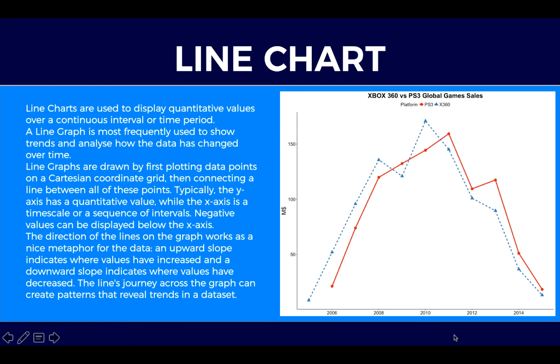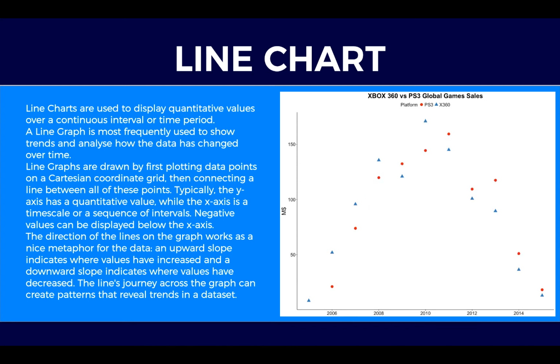Line charts are used to display quantitative values over a continuous interval or time period. A line graph is most frequently used to show trends and analyze how the data has changed over time. Line graphs are drawn by first plotting data points on a Cartesian coordinate grid, then connecting a line between all of these points. Typically, the y-axis has a quantitative value, while the x-axis is a timescale or a sequence of intervals.